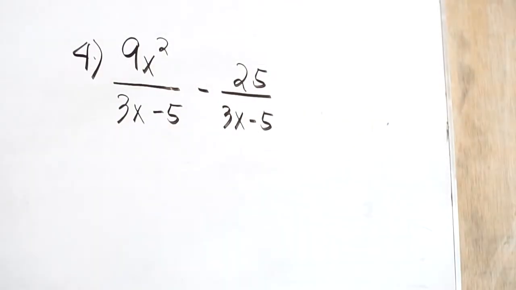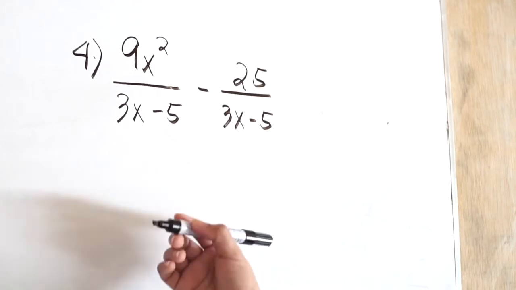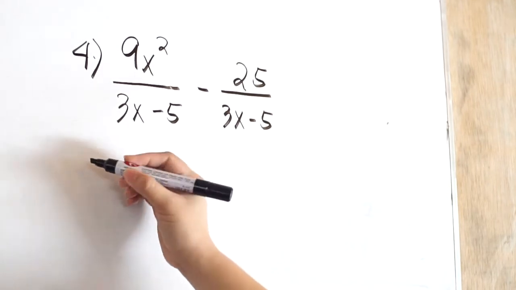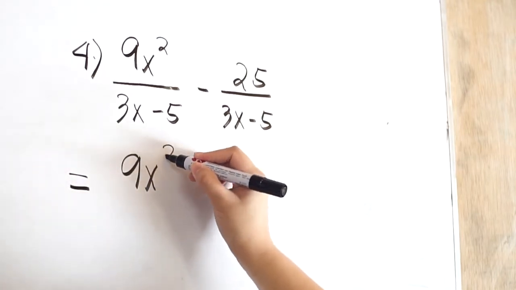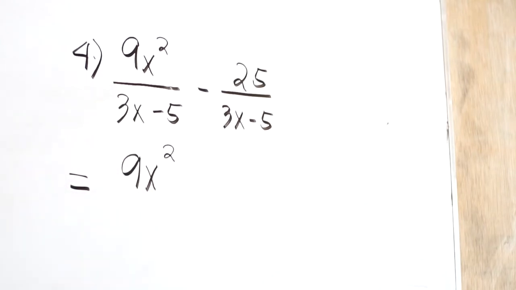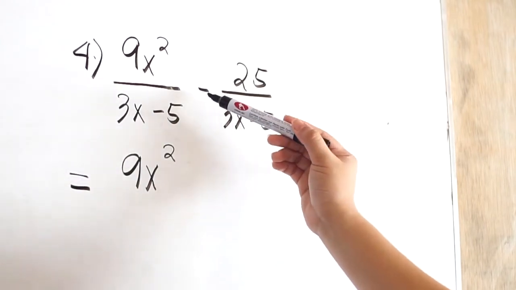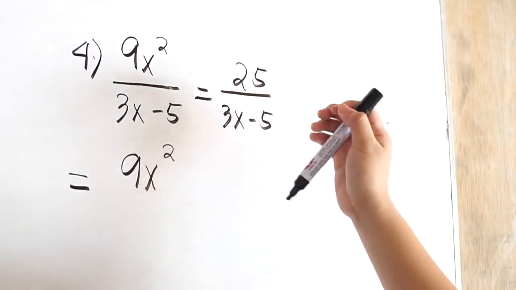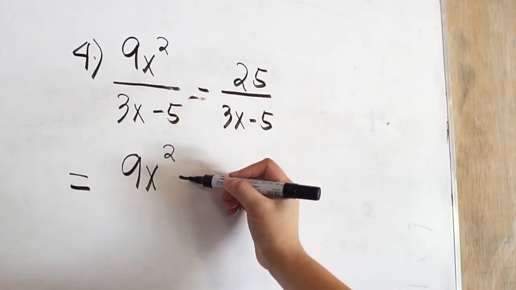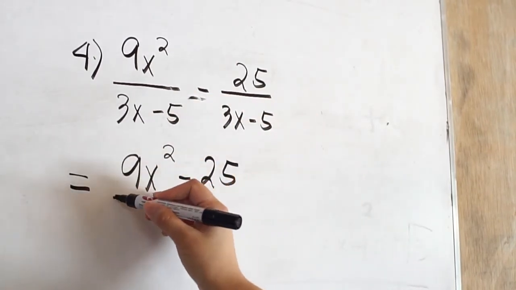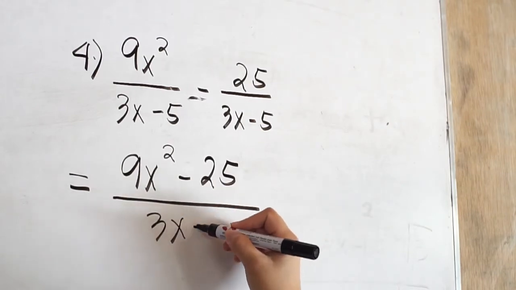Okay, 9x squared over 3x minus 5 minus 25 over 3x minus 5. So first, we have to subtract the numerator. So 9x squared. And don't forget, if you see the sign here, subtraction, meaning you have to change the sign of the subtrahend. So it becomes negative 25 over 3x minus 5.